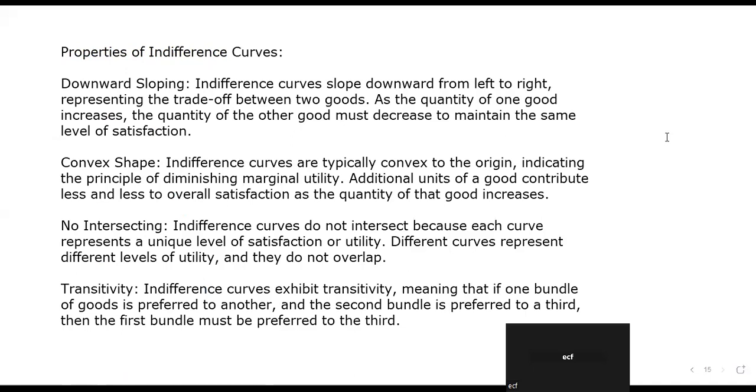And finally, they have transitivity, meaning if one bundle of goods is preferred to another, and the second one is preferred to the third, then the indifference curve on top is the one that offers higher utility than the one below it.